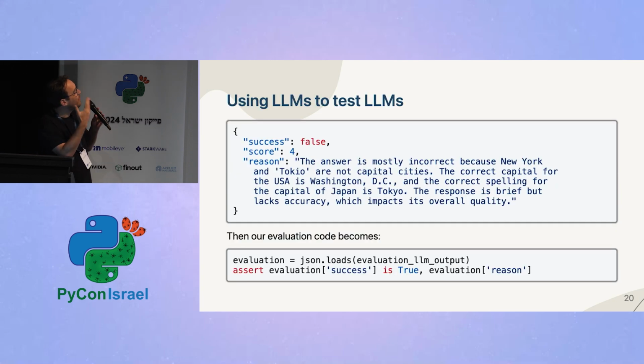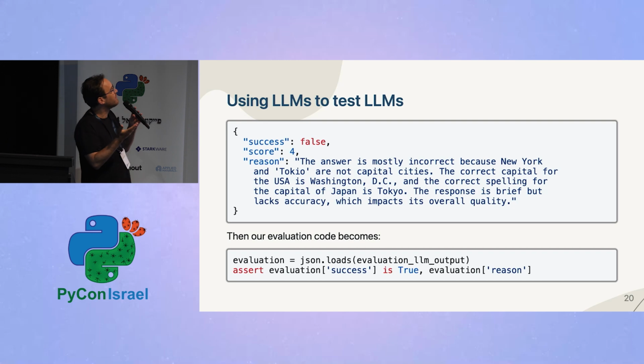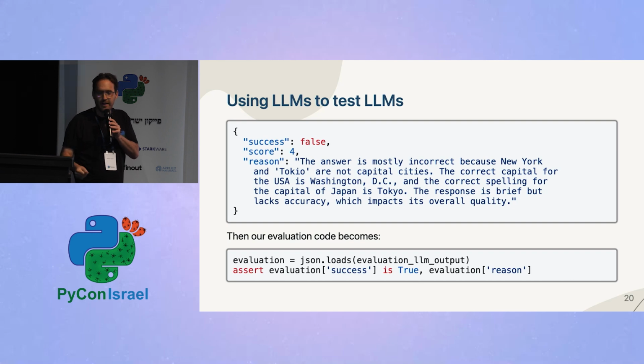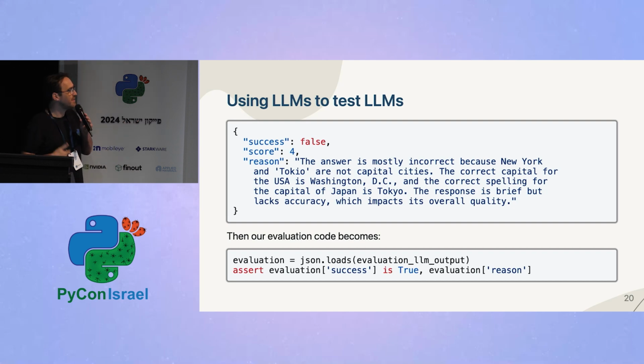So this is the new output. Now it says, okay, success is false, score is 4. It gives us an explanation, and the test validation becomes these 2 lines. We just load the JSON and assert the success field, and if it's not true, then we give out the reason. So the test becomes very simple. We just need this magic box to tell us if the test passed.